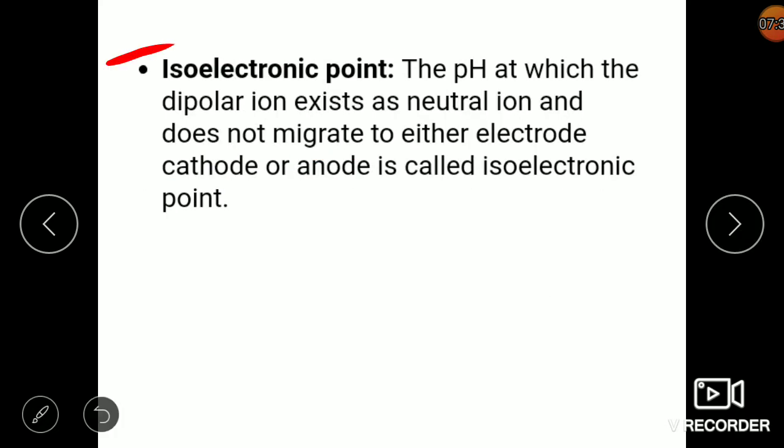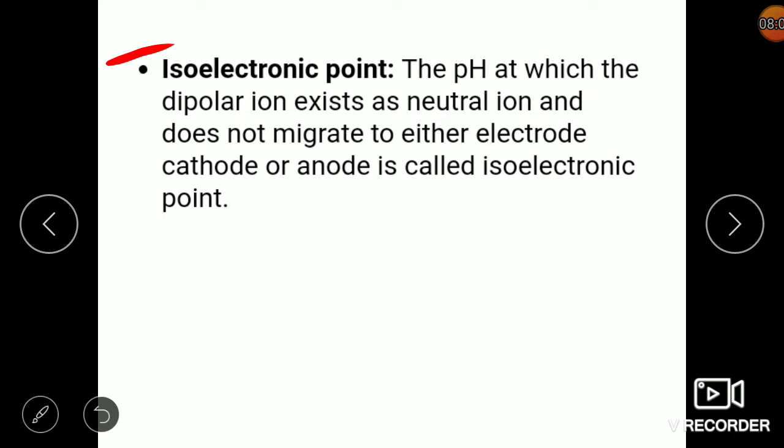Next, isoelectric point of the protein or isoelectric point of the amino acid. Isoelectric point is the pH, okay, this is not temperature or something, this is the pH. This point is the pH at which the dipolar ion exists as a neutral ion and does not migrate to the electrode, like cathode or anode. This point is called isoelectric point.